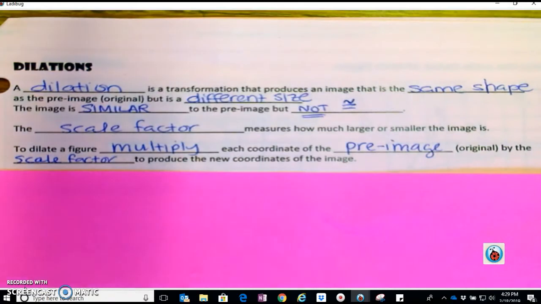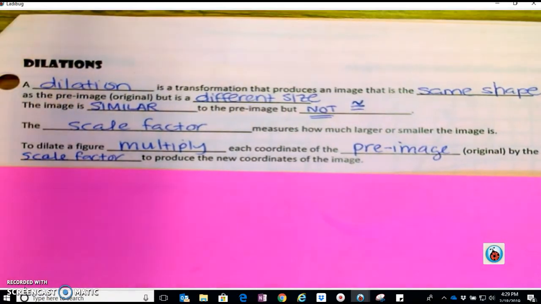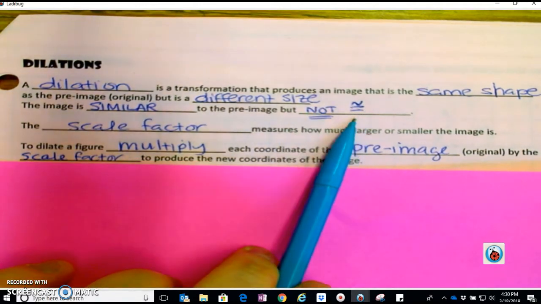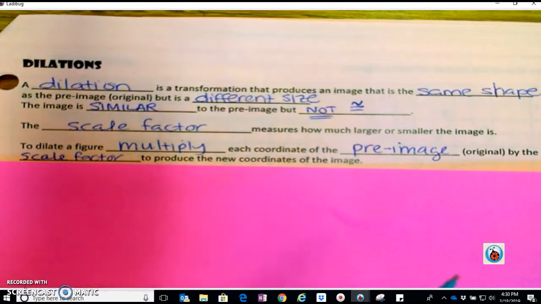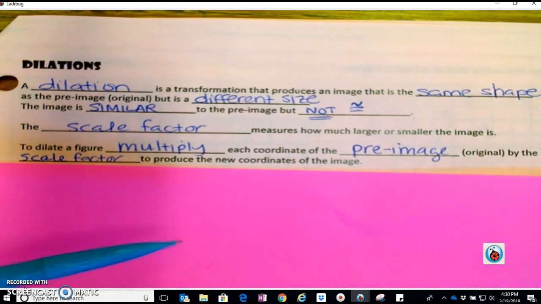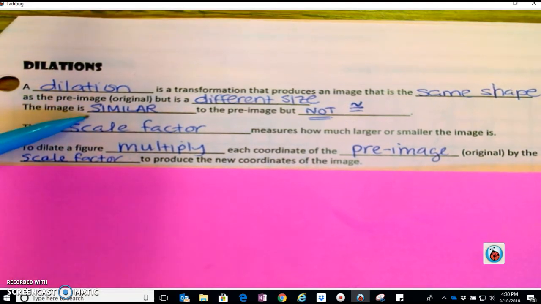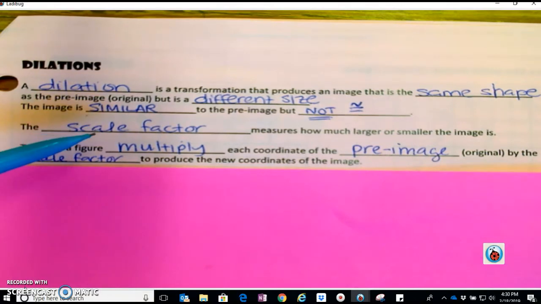Okay, so they are similar, meaning that they have proportional side lengths and the same angles, but they are not congruent. So the translations, reflections, and the ones soon to come that we'll be doing, rotations, all produce congruent shapes. Dilations are the only ones that don't produce congruent shapes because we're changing their size.